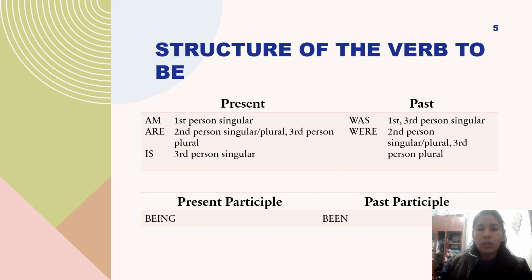For the past, we use only 2 forms, was and were. Was for the first and third person in singular, were for the second person in singular, plural, and the third person in plural. In the present participle, the structure of the verb to be is being, and for the past participle is been.